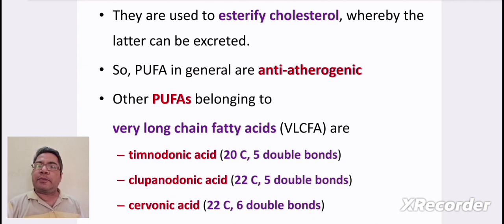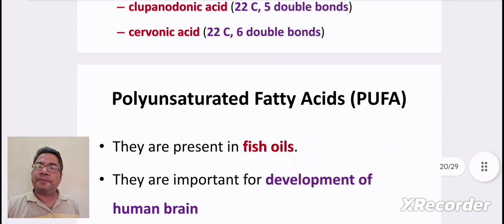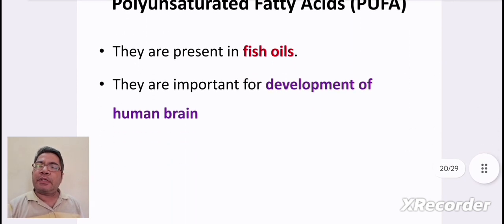The other PUFAs belonging to the very long chain fatty acids are timnodonic acid, clupanodonic acid, and cervonic acid. They are present in fish oil. They are important for development of the human brain.